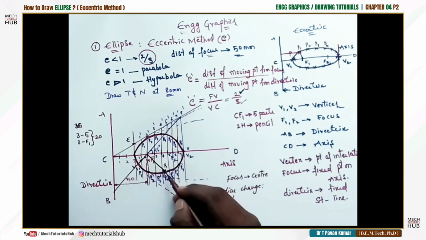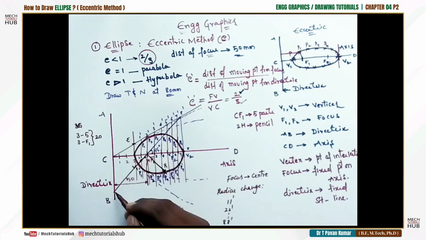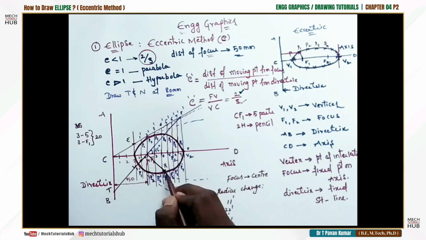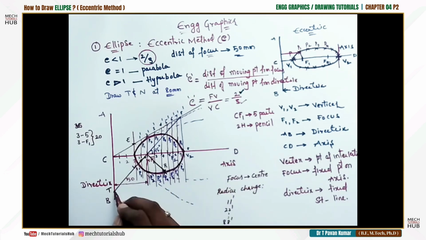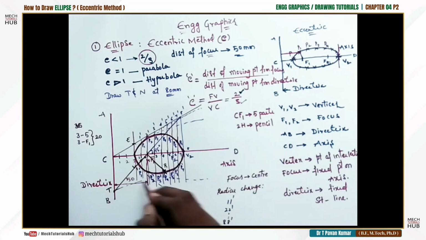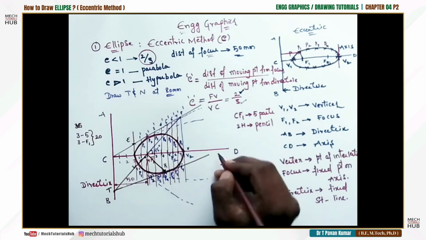Now this line is perpendicular, nothing but 90 degrees. Let us name the meeting point T. The point where it met the directrix is T. Now draw a straight line passing through T and R. Something like this. TS is the tangent.